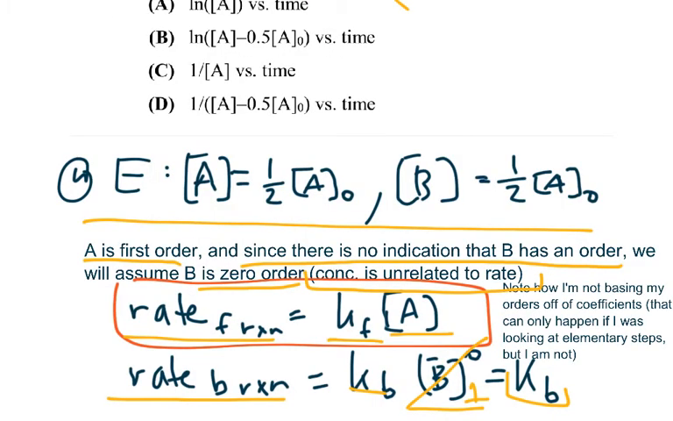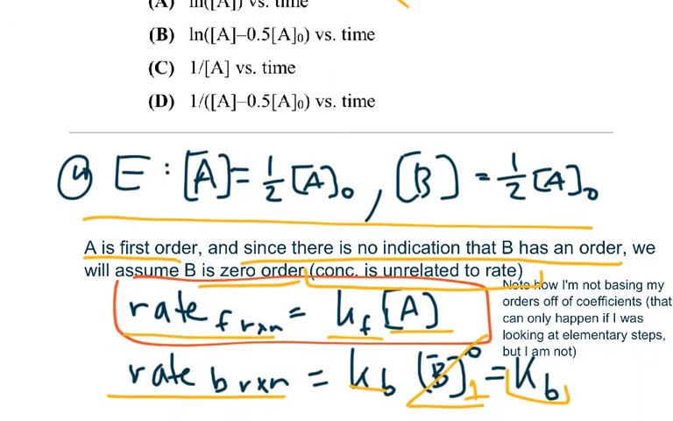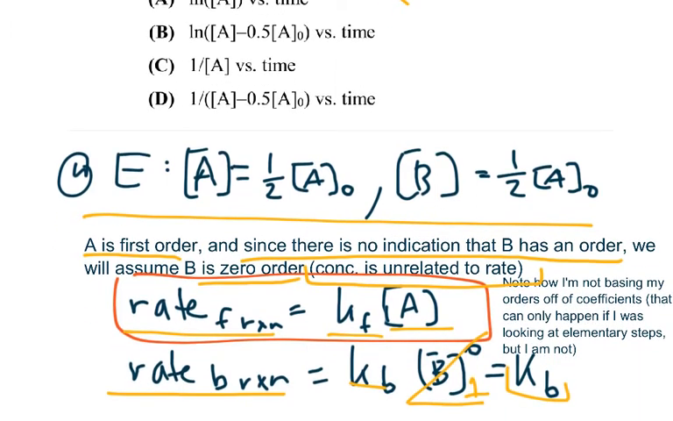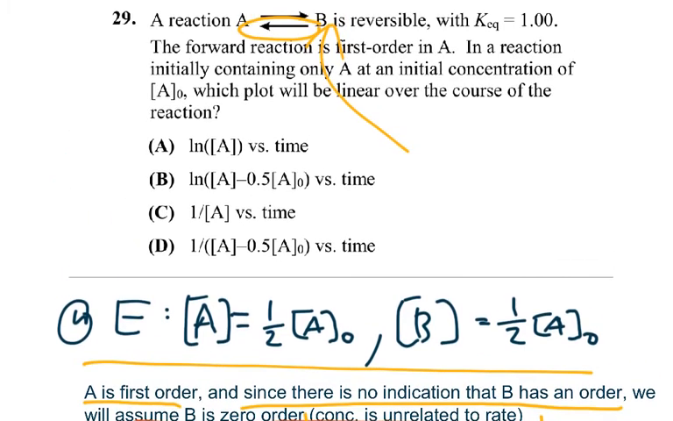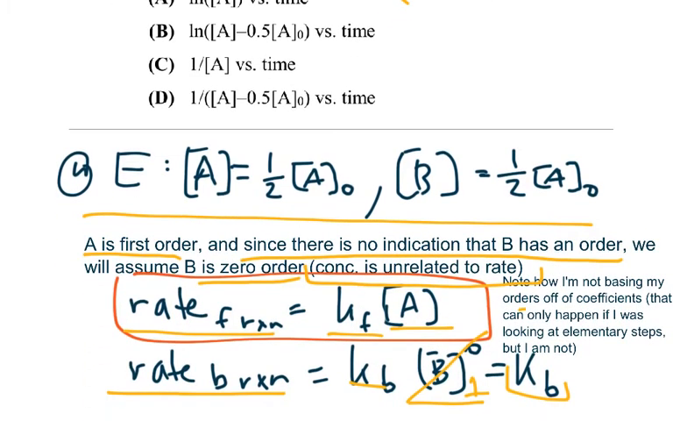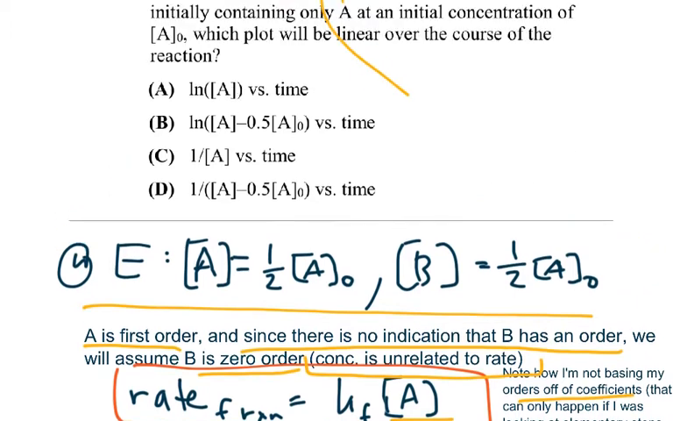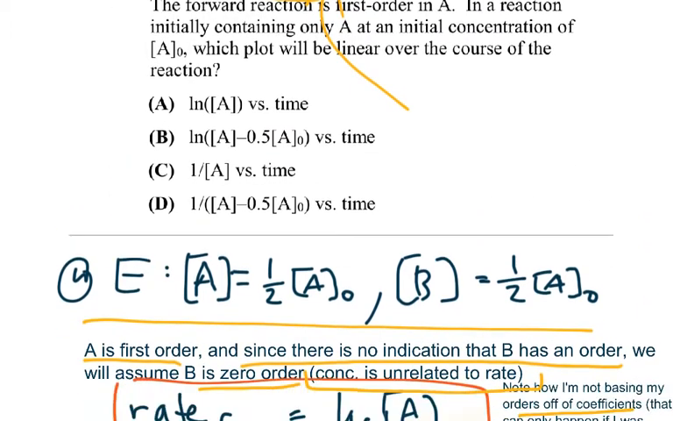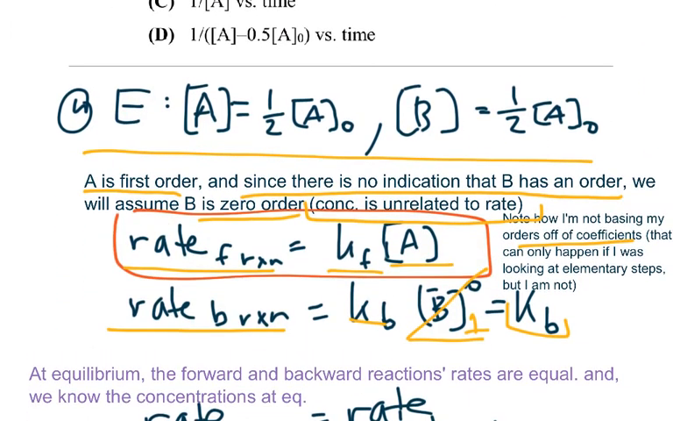So in a way, this is kind of like writing the rate laws for the elementary steps for an equilibrium reaction, but what's different is that this time you are not looking at the coefficients, because this A to B or B to A is a net reaction, so you cannot base it off of the coefficients.